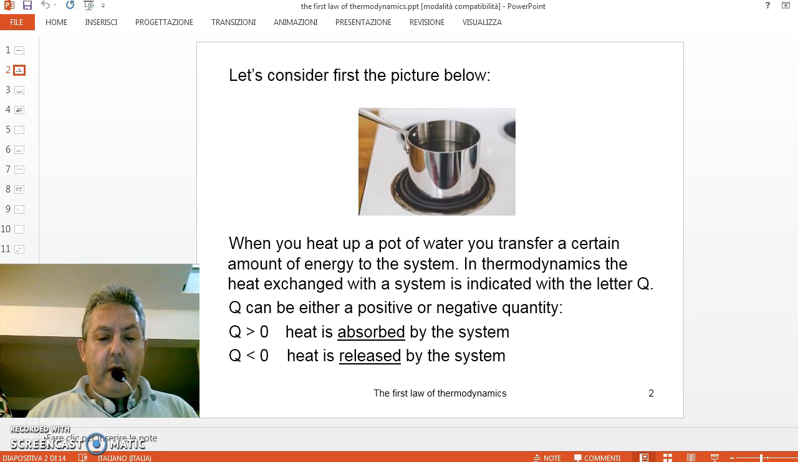Well, it's easy. If you heat up a pot of water, you transfer a certain amount of heat to the system. Remember that heat is a form of energy, and in this case, in our calculations, we'll indicate the heat with the letter Q. Remember, we have to take into account a sign convention. Q can be either positive or negative. Q is positive when heat is absorbed by the system. Q is negative when it is released by the system.